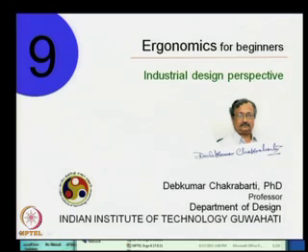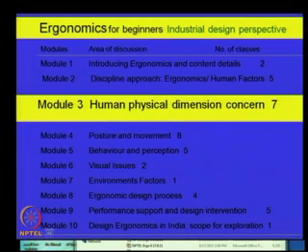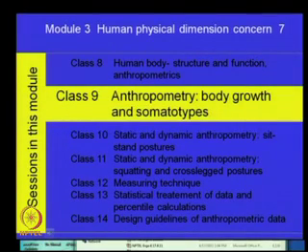Welcome to today's session number 9 in Ergonomics for Beginners: Industrial Design Perspective. Now, this is under module 3, that is human physical dimension concerns, and out of 7 classes, today's session, in total, this is the 9th class. Here today we are going to discuss anthropometry and the basics of anthropometry, that is human body growth and somatotyping.